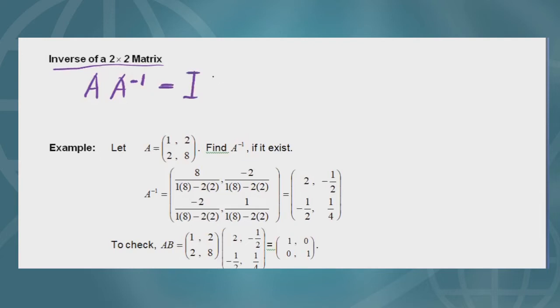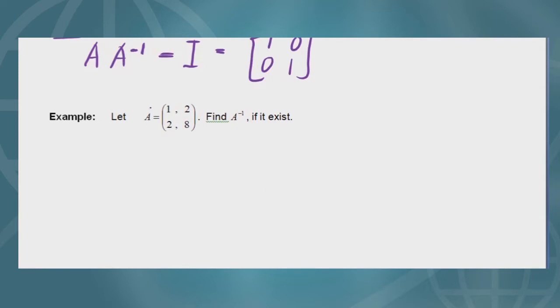When we say identity matrix, it is in the form of 1, 0, 0, 1. It should be like that for checking purposes. So how to get the inverse of a 2 by 2 matrix? We have this given matrix A: 1, 2, 2, 8. Then find the inverse of this one.